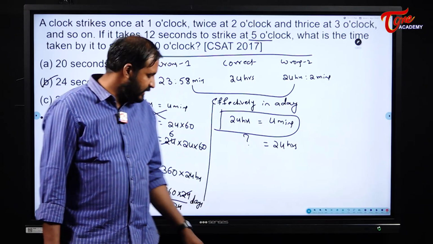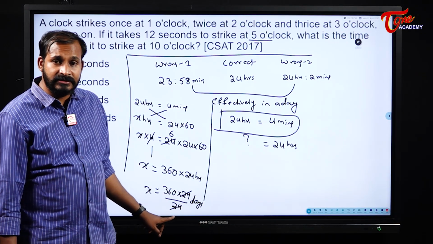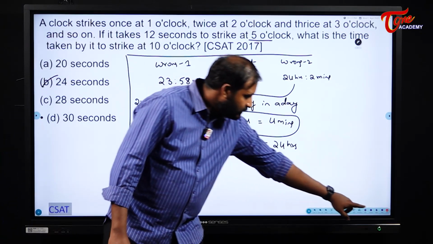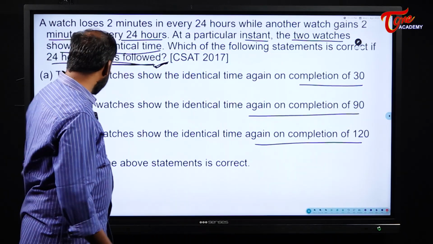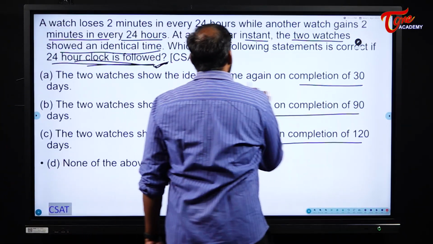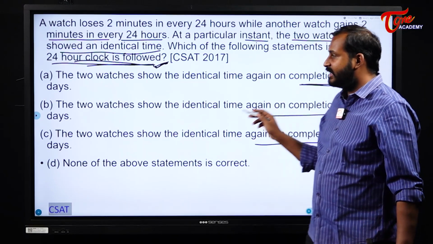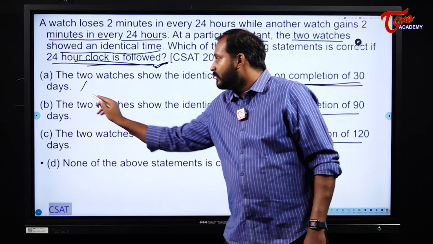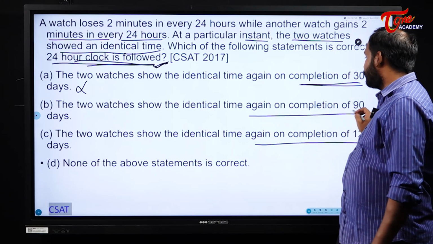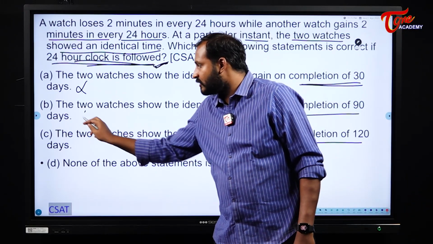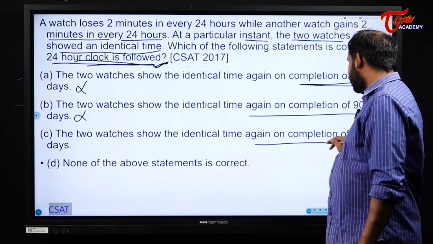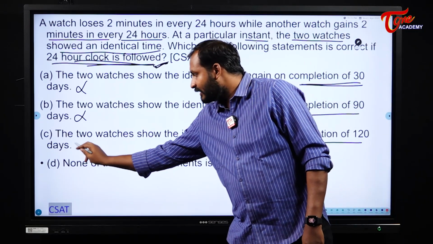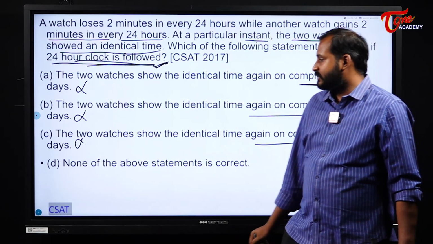360 days. Once again, they both will show the same time after how many days? 360 days. So they are the same thing. Now see here, the two watches show the identical time again on completion of 30 days. No, that is wrong. The two watches show the identical time again on completion of 90 days. That is also wrong. The two watches show the identical time again on the completion of 120 days. That is also wrong. So none of the above statements is correct.